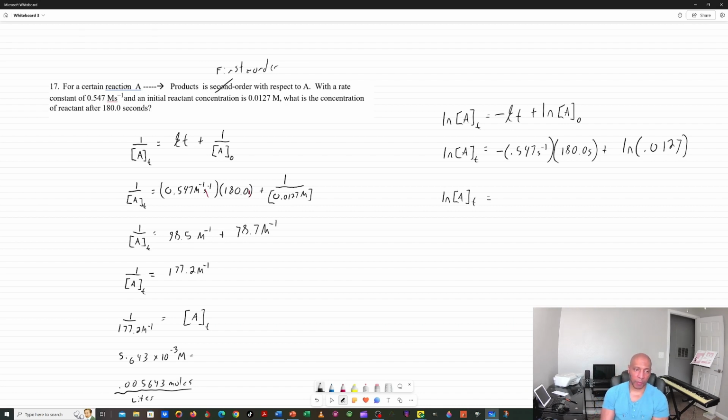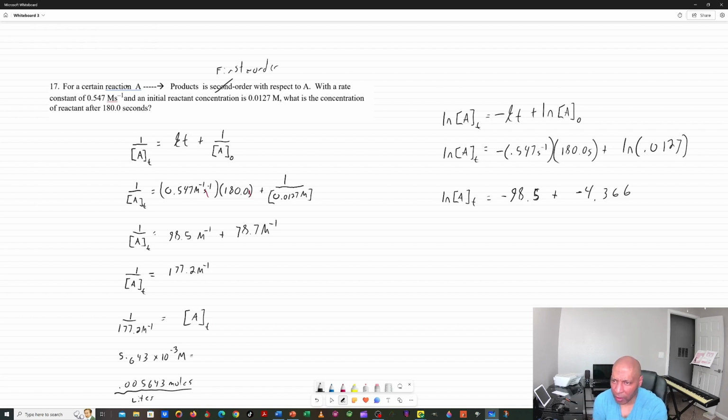Just like before, I'm going to multiply 0.547 times 180, but I have this negative term in front of it, so I get a negative 98.5. I end up with a unitless number because I have reciprocal seconds here and seconds there. Plus, go ahead and take the natural logarithm of 0.0127. Make sure you report this to the correct number of significant digits. I end up with a negative 4.366.